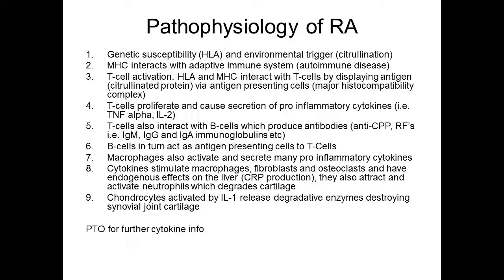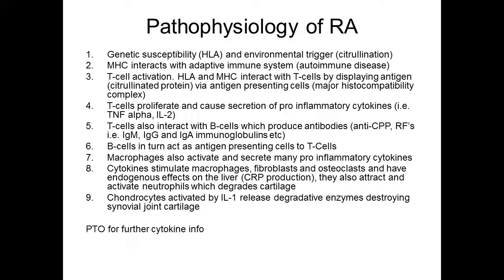T cells also interact with B cells, which produce antibodies, and that's, for example, some of the antibodies that we see that drive rheumatoid disease and particularly drive severity. So anti-citrullinated peptide autoantibodies, rheumatoid factors, both of these are associated with rheumatoid arthritis. Historically, we always thought rheumatoid factor was the main one, but actually anti-CCP antibodies are now more specific in terms of diagnostic criteria and predicting severity within rheumatoid arthritis. B cells in turn act as antigen presenting cells to T cells, macrophages, and so phagocytes also activate and secrete many pro-inflammatory cytokines, which again just drives that inflammation further.